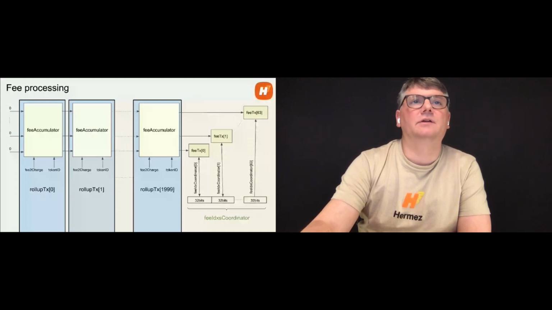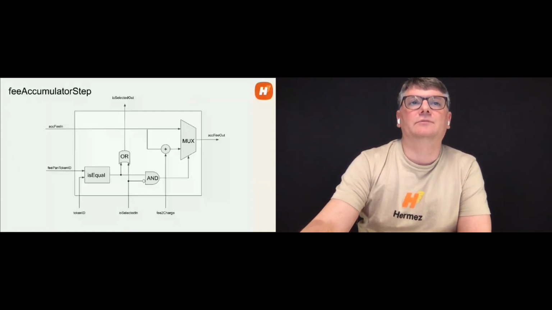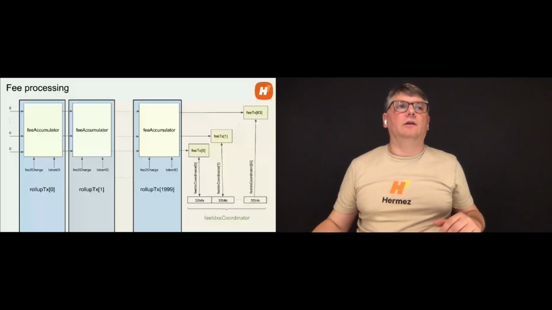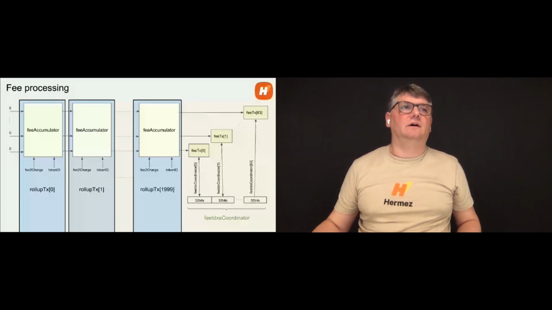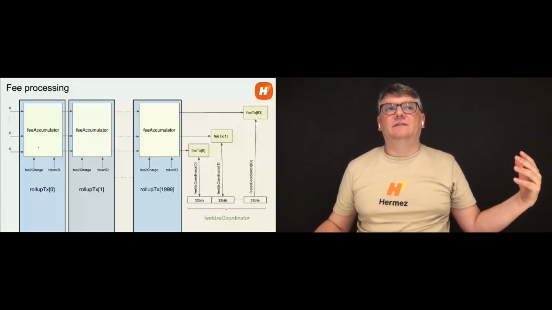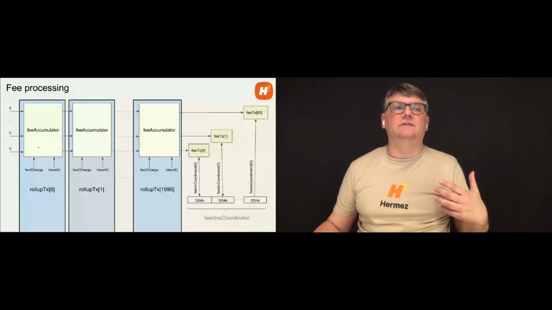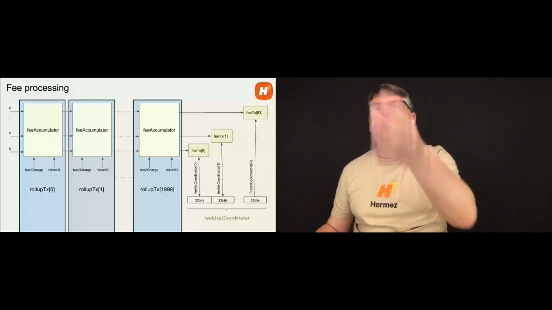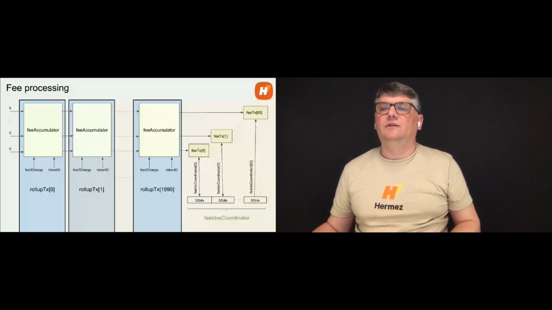Yeah, let's see, the fee accumulator step. So here, mainly what we are doing is accumulating. In this case we have 64 accumulators, and each transaction generates a fee to charge, and it's added to one of those accumulators. This goes accumulating, and at the end of the accumulator there is this fee transaction.